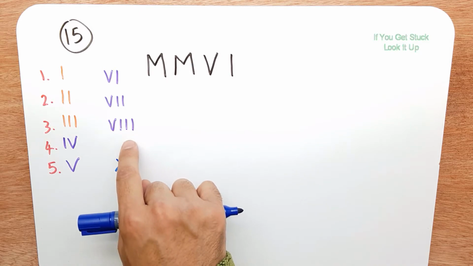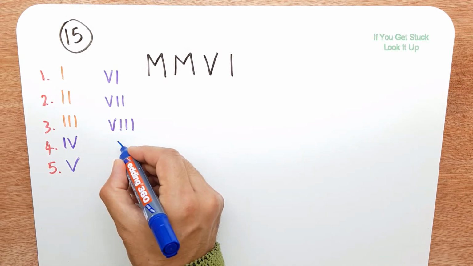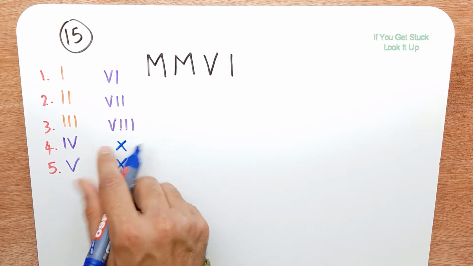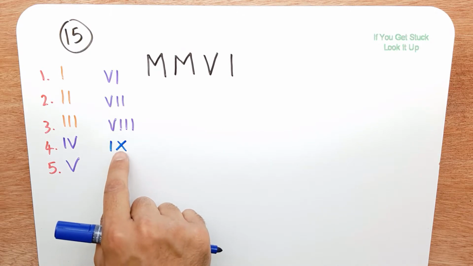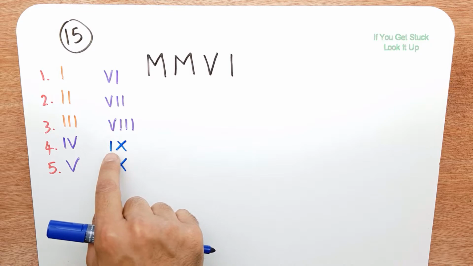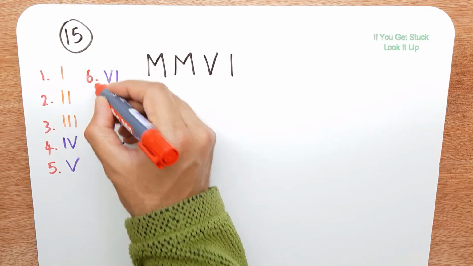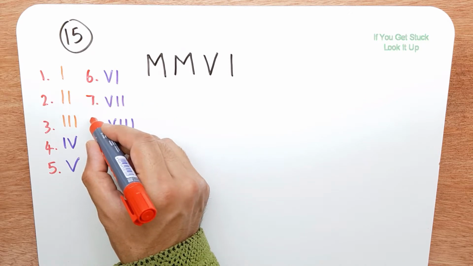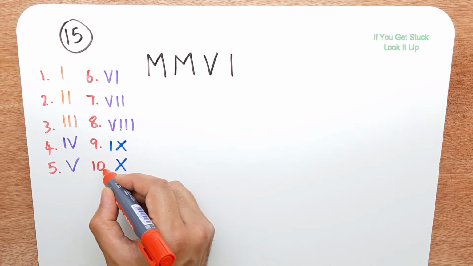Now, to do 9, which is 1 less than 10, we write X and we put 1 to the left. So 1 to the left of X means take that 1 away from X. So that'll be 10 take away 1, which is 9. So now we have 6, 7, 8, 9, and 10.